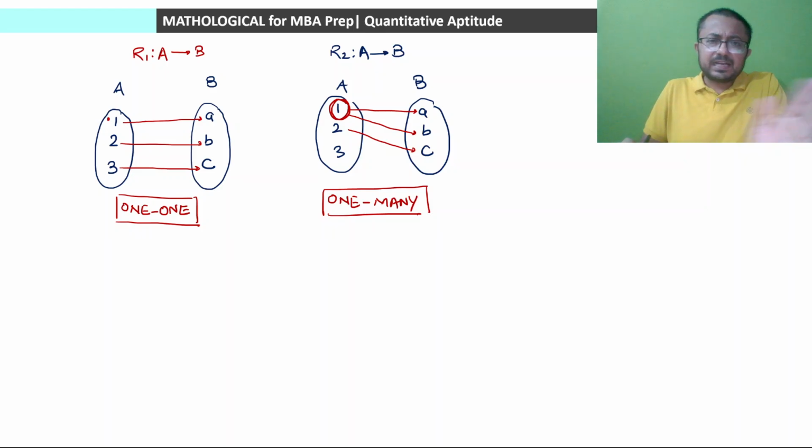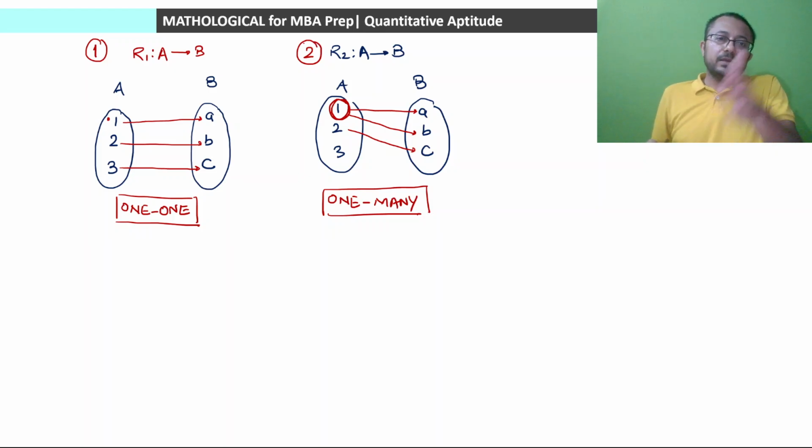Okay, the rest of the elements are connected with one element, that is also fine. But if even one element is related with more than one element, then that relationship is known as a one-many relationship. This is the second type of relation. The first type was when one was related to exactly one. Second type: when one element from the input set, set A, is related with more than one element in set B, even if that is only one element. Even if the rest of the elements are connected with only one, but if just one element is connected with more than one element in set B, then that relationship is known as a one-many relationship.